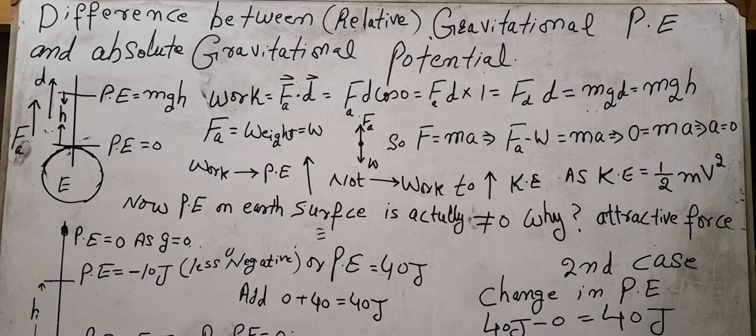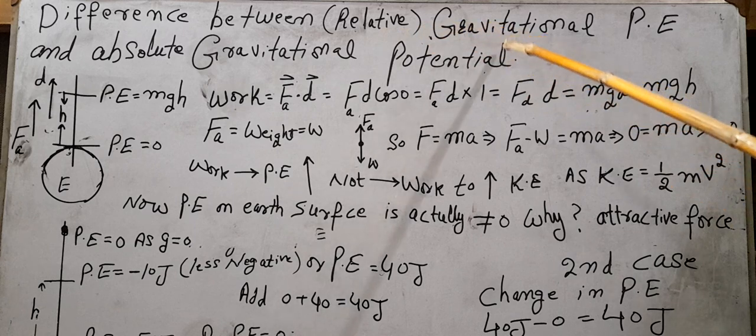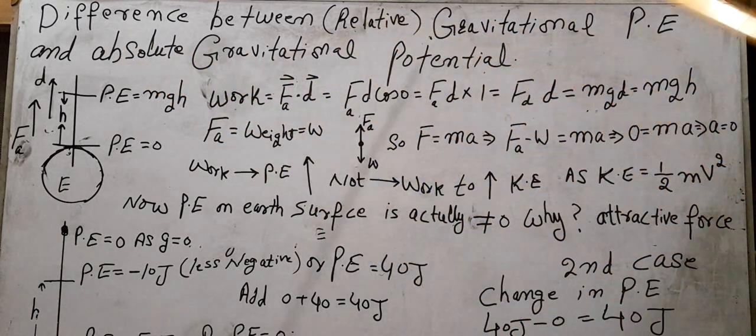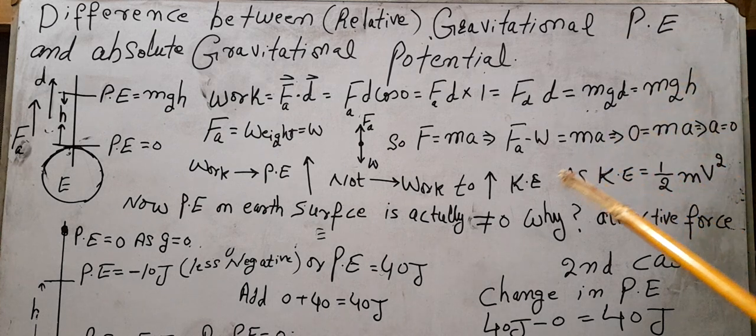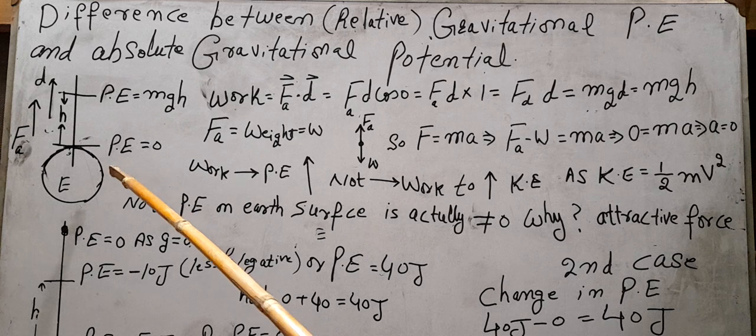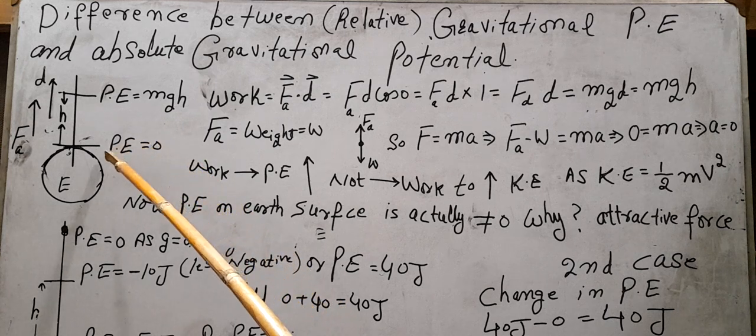Hello, students. Today we will discuss the difference between the relative gravitational potential energy and the absolute gravitational potential energy. Let us first talk about the relative gravitational potential energy. For example, there is a body which is lying on the surface of the earth.